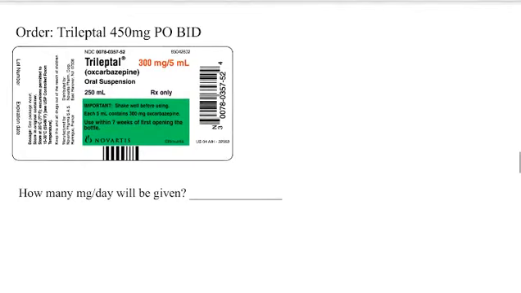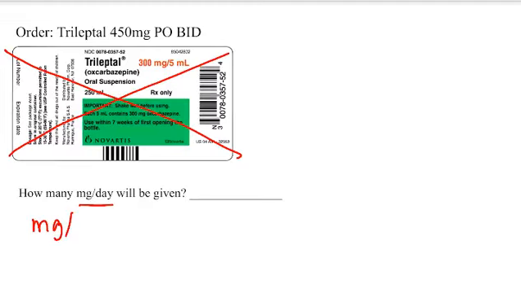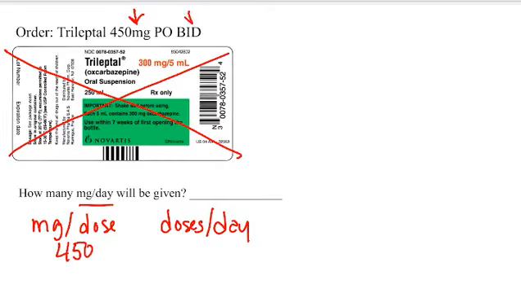How many milligrams per day? Okay, what do I need to know that? Again, not the label. Milligrams per day. I need to know how many milligrams per dose, and I need to know how many doses per day. And I'm just going to go ahead and fill that in. How many milligrams am I giving per dose? It's 450. How many doses per day am I getting? BID. That means twice a day, 2 times a day. So I'm going to take 450 and multiply that by 2, and I get 900 milligrams per day.